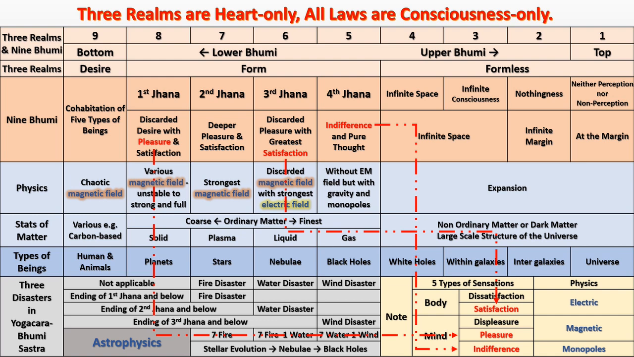Black holes are said to be the top of form beings, above which are formless beings. Formless beings are tired of matter. They meditate discarding matter.